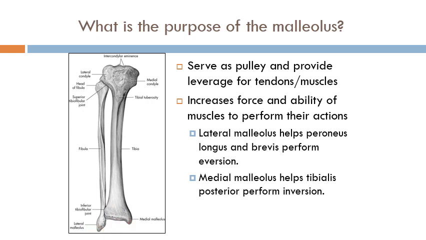So the lateral malleolus helps the peroneus longus and brevis perform eversion, and the medial malleolus helps the tibialis posterior perform inversion. By those tendons coming down and the path they take, going along the lateral and medial malleolus, it allows them to produce that specific function. In other words, if they didn't take that path, the action of those tendons would likely be very different.